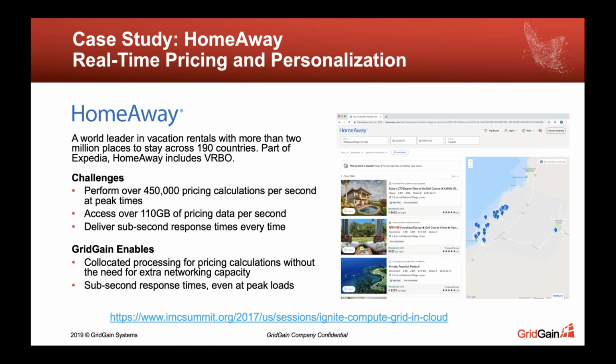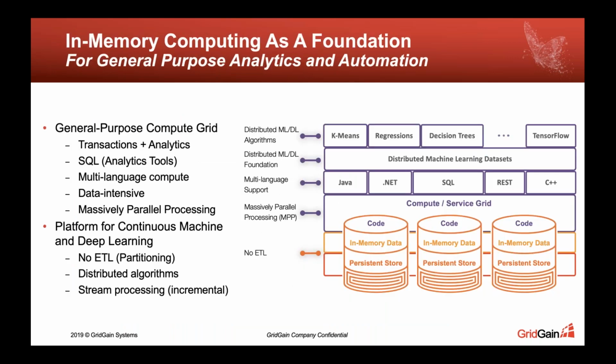So that didn't seem possible for HomeAway. What they did was co-locate the processing with the pricing data. They pushed the calculations down to the data. And that's how they got sub-second response times every time, even at peak loads, and got horizontal scale. This kind of pricing or personalization is exactly what HTAP is all about and what it first gets used for.